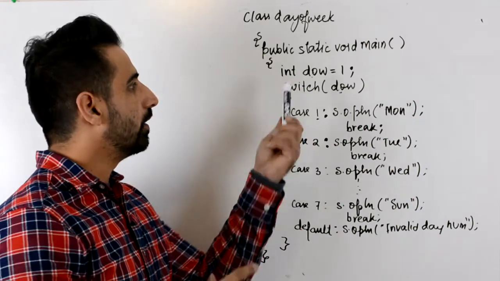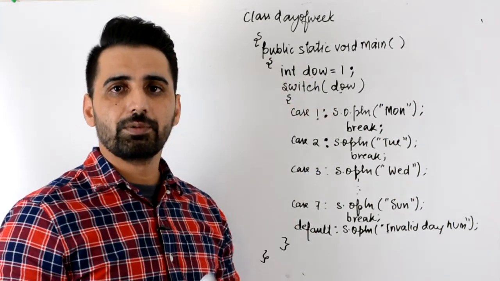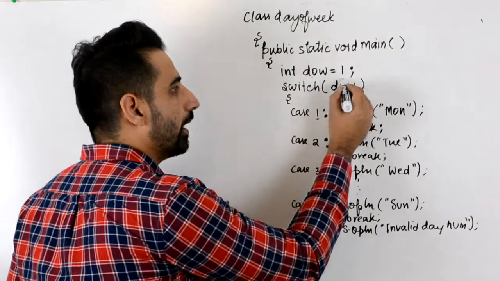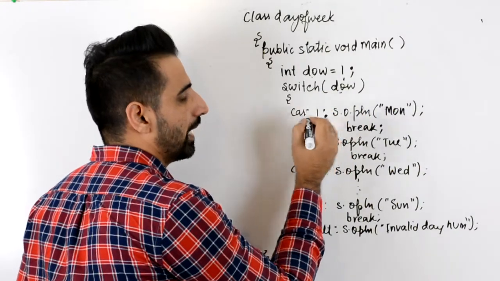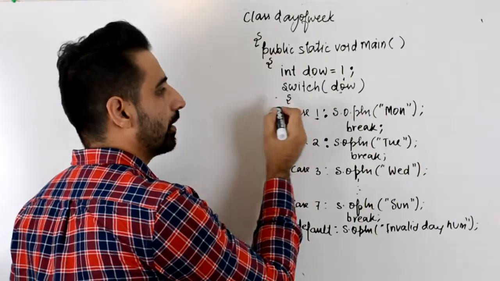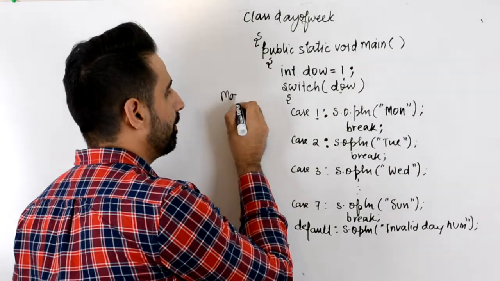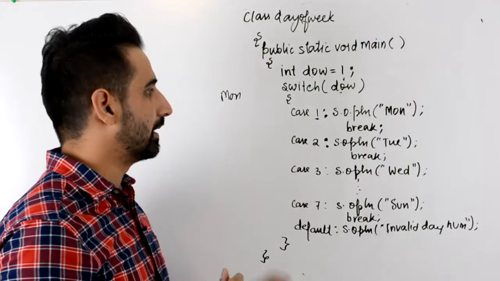If you see, what is the value of DOW? The value of DOW is 1. So it will try to match. So the first case matches. So what will be the answer? The answer for this one is Monday, because the first case matches.